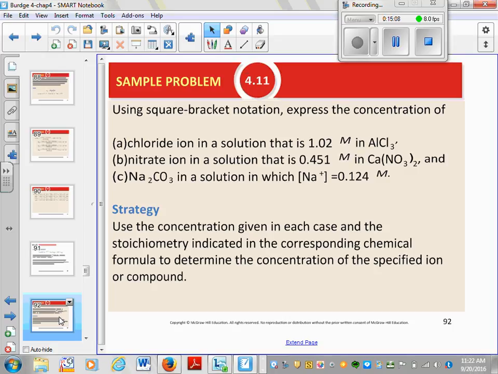Okay, Na2CO3. I want to know the concentration of sodium carbonate. The Na plus is 0.124 molar. So what's the concentration of Na2CO3?